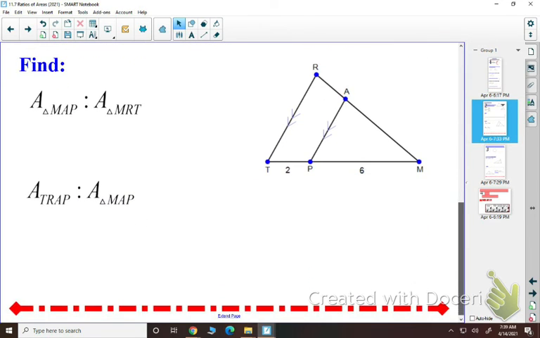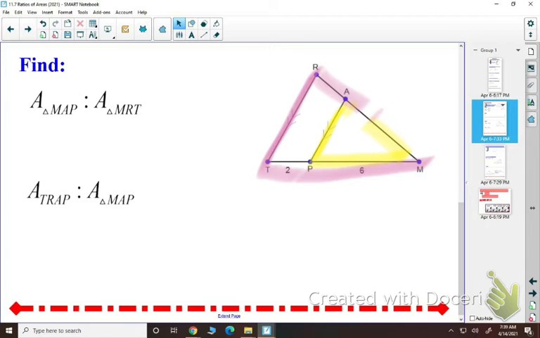Okay, so in the next two examples, it says in the first one, the area of triangle MAP. So again, MAP, if I do a little color here, would be this yellow one. And MRT, let's see here, MRT would be the big one. So again, they are similar.